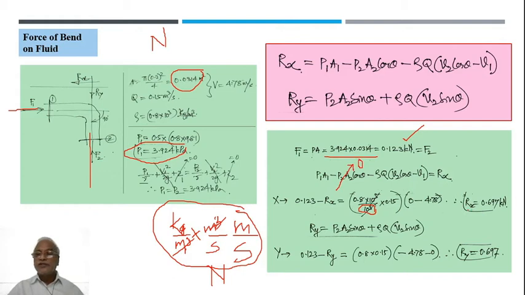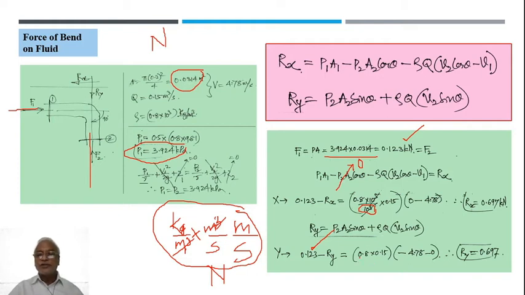So that's why the equation is like this, Rx equal to this much. Now if we apply Ry, P2A2 sin theta, P2A2 is the same value, 0.123, but sin 90 is 1, because of that the whole value acts. That's why this is 0.123 minus Ry going on the other side, and this I have taken to the left hand side, because of that there is a negative sign.